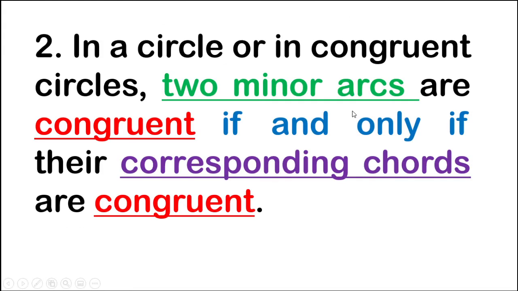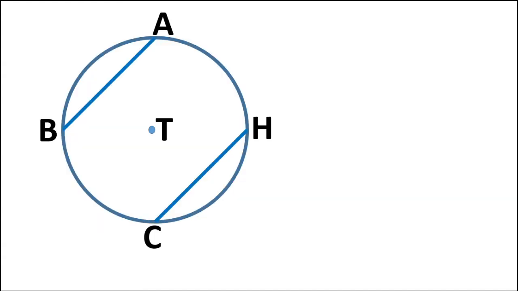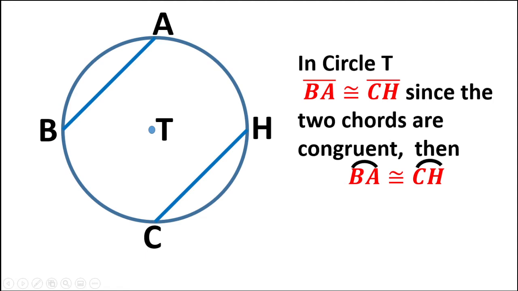Next, in a circle or in congruent circles, two minor arcs are congruent if and only if their corresponding chords are congruent. Say for instance here, in circle T, it is said that chord BA is congruent to chord CH. If that's the case, since the two chords are congruent, then arc BA is also congruent to arc CH.